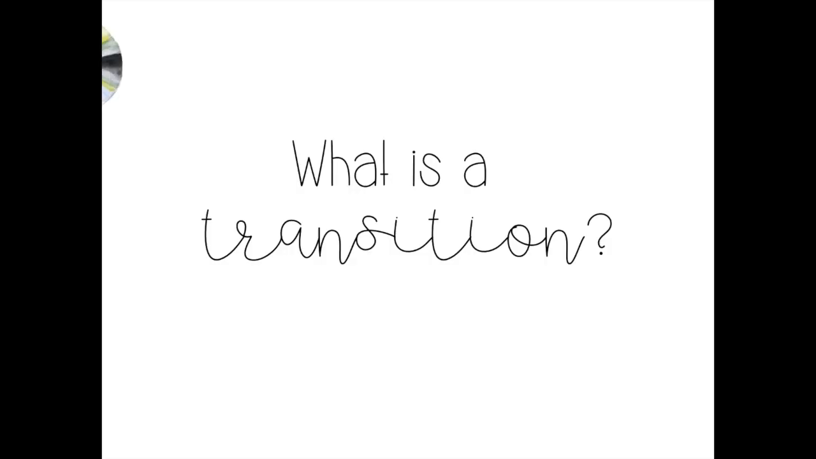So in today's video, I'm going to tell you about 3 different types of transitions. Before we jump into my 3 favorite types, what exactly is a transition? A transition in the music room is a way to go from one activity to the next, or one song to the next. Ideally we'd like to do this seamlessly, so we just go from one thing to the next, and the kids don't even think about how we got there. It's just a great way to keep the lesson flowing really smoothly.